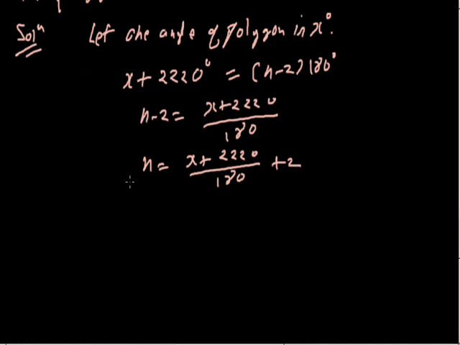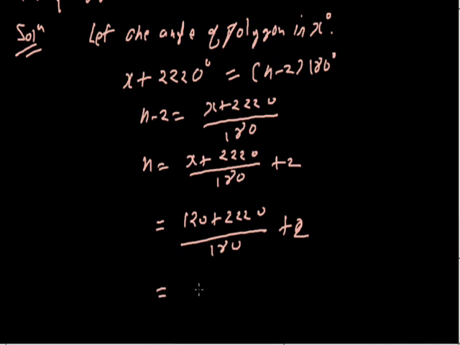As we know, the number of sides should be an integral value, so this should be an integer, a natural value. The numerator should be divisible by 180. By putting x equals 120, this number is divisible by 180. When we put x equals 120, then and only then it is divisible by 180.